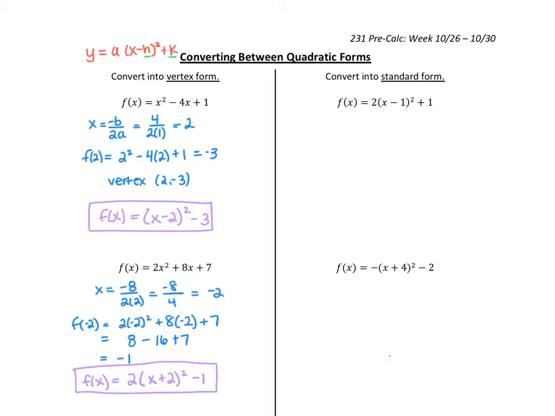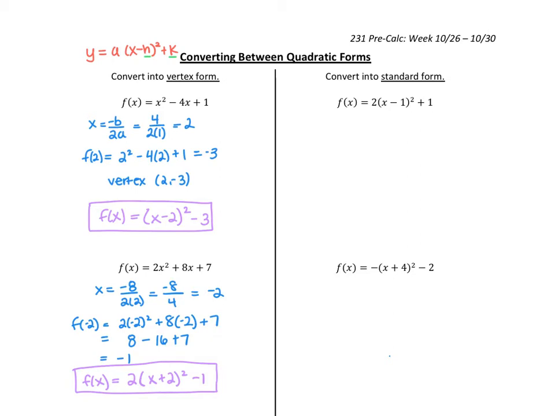So checking your work, the second one I have f of x equals 2. Don't forget to put that a back into the equation that you already know, times (x plus 2), because x minus negative 2 becomes plus 2, squared minus 1, and that's the same equation but in vertex form.